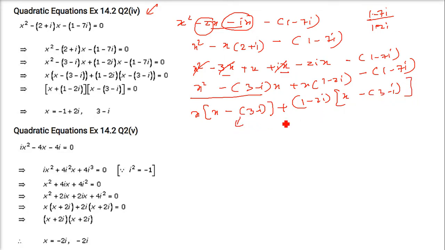Now put this as 0. It means x minus 3 minus i is one factor, and x plus 1 minus 2i is another factor. Put this as 0, x becomes minus 1 plus 2i, then put this as 0, you get 3 plus i.